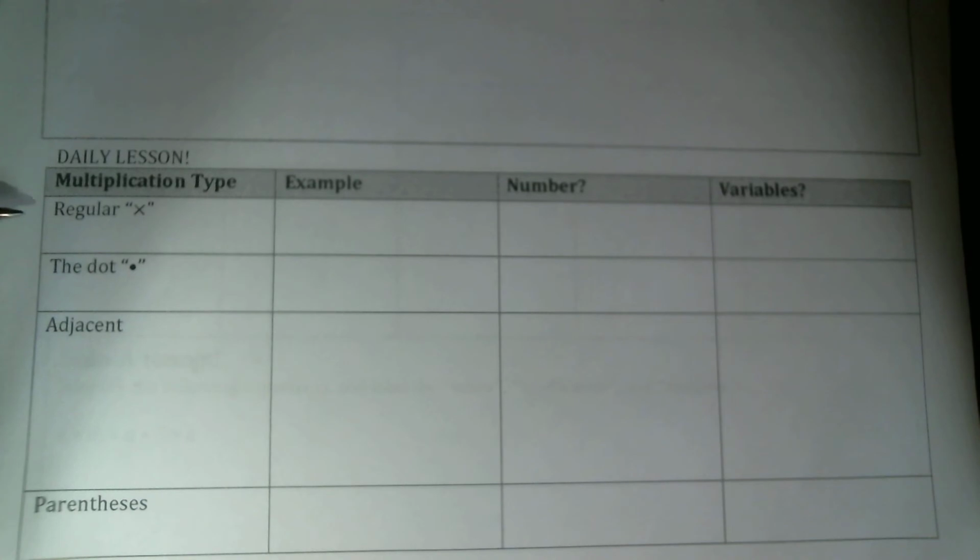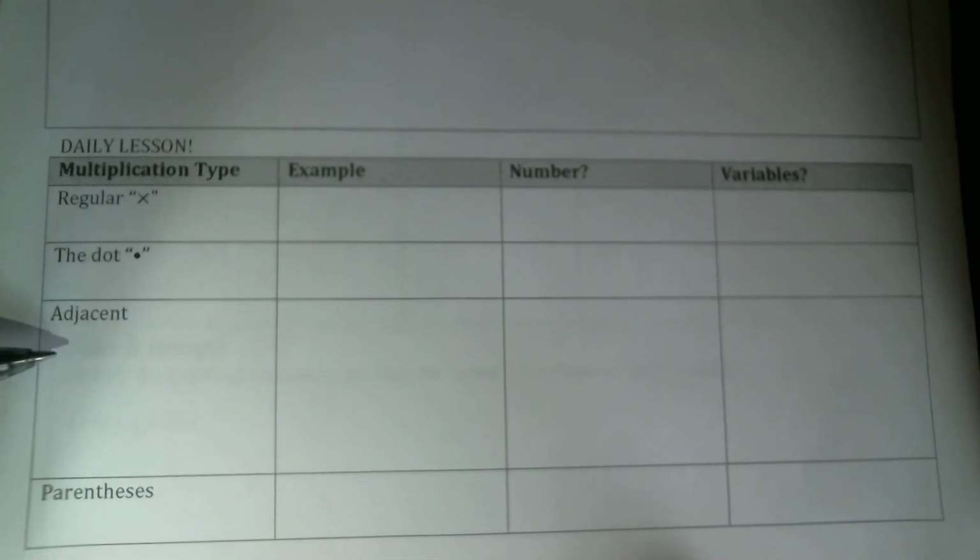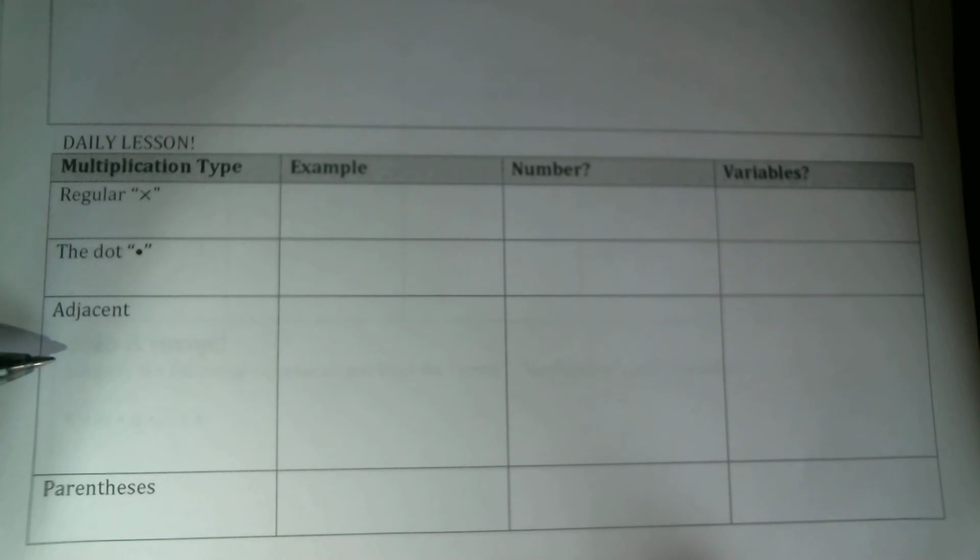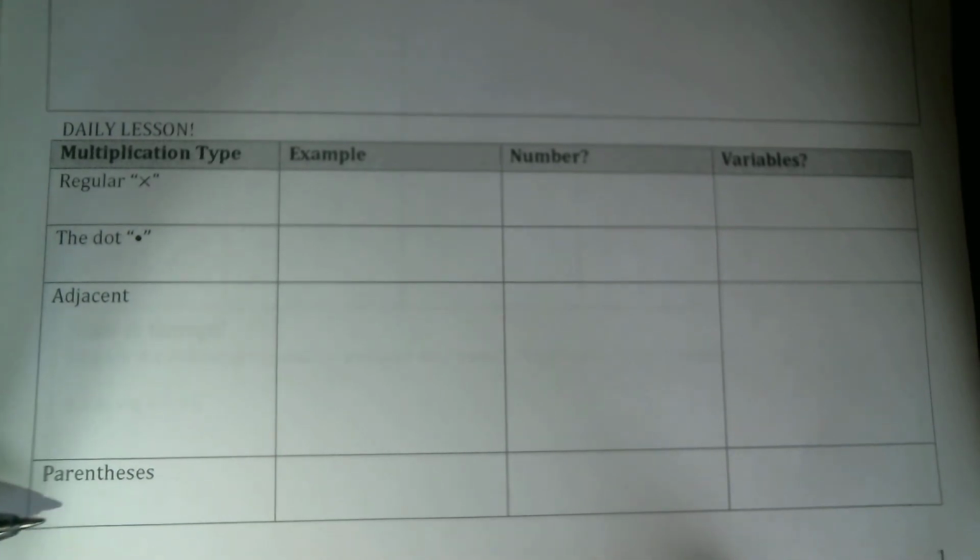But we're going to look at a few different ways to multiply today. We're going to talk about the regular x that we're used to, the dot for multiplication that we know, the adjacent form of multiplication, and parentheses. First of all, let's start with the regular x.